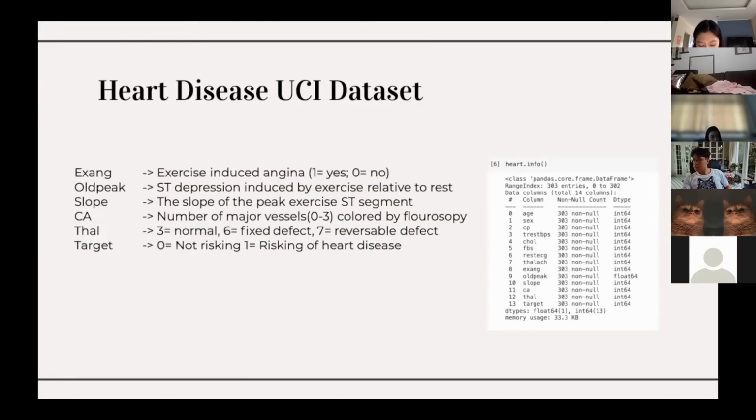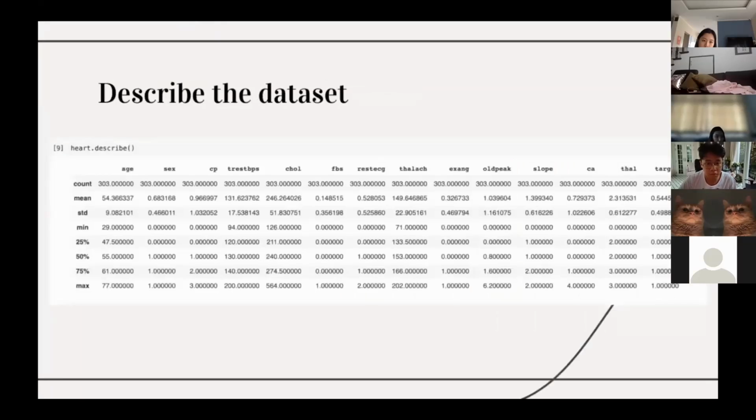exercise induced angina, ST depression induced by exercise relative to rest, the slope of the peak exercise ST segment, number of the major vessels colored by fluoroscopy, thal, 3 for normal, 6 for fixed defect, 7 for reversible defect, and the target. 0 is no risk, and 1 is risk of heart disease. This is the statistic of the data, showing the count in each column, mean, standard deviation, minimum and maximum in each attribute.